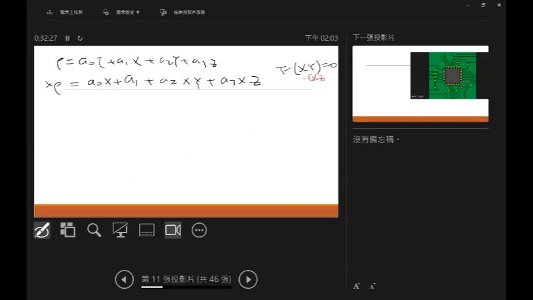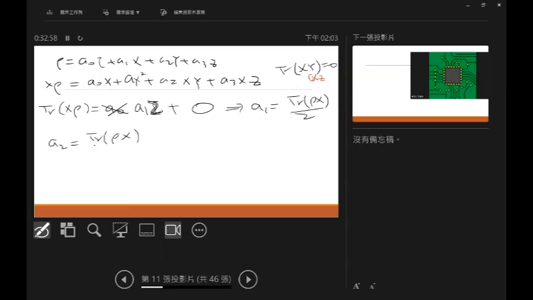So x squared is 1, so these are 0, right? If you take the trace, you get the trace of x rho equals A0 times 0 plus A1 times the trace of x squared, and x squared is the identity. So you get 2 plus all these 0 terms. So A1 equals the trace of rho x divided by 2. Similarly, A2 is the trace of rho y divided by 2, and A3 is the trace of rho z divided by 2.